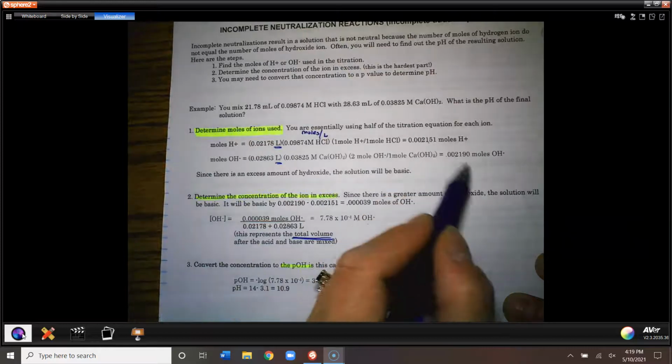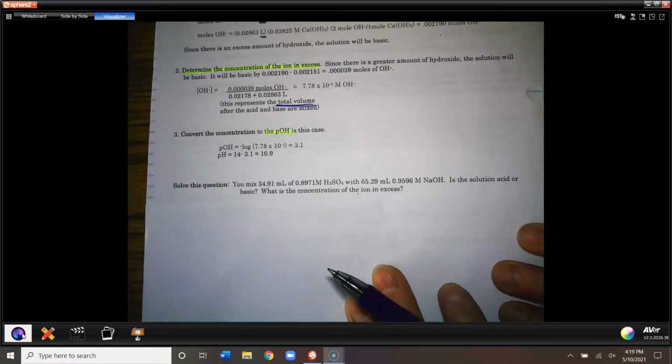Then compare the two numbers, figure out which one is in excess, and calculate the concentration of that ion in excess, using the total volume. So you get a concentration in moles of OH minus per liter of solution, or moles of H plus per liter of solution if it's acidic. And then the last thing you want to do is convert from the concentration to the p-value.